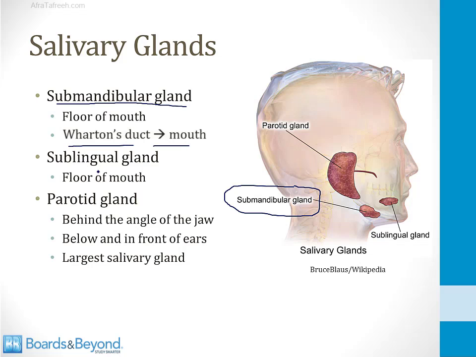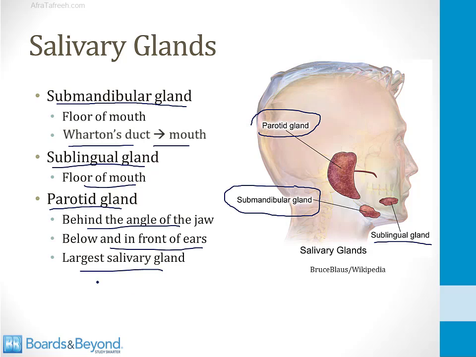The second salivary gland found below the mouth is called the sublingual gland. This is found on the floor of the mouth below the tongue, hence the name sublingual. This is a picture of where it's located here on the screen. And then the largest of the salivary glands is the parotid gland. It's found behind the angle of the jaw, as shown in the picture here. It's below and in front of the ears, and it's the biggest of the three salivary glands.